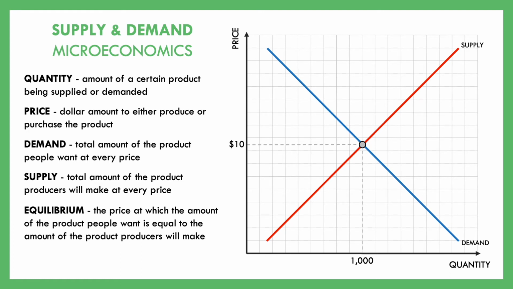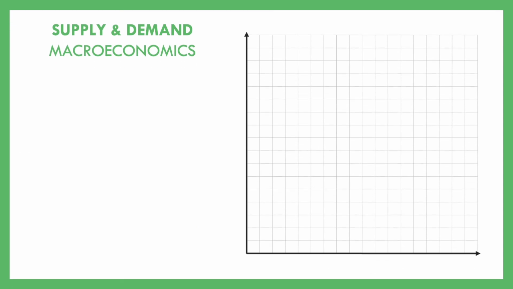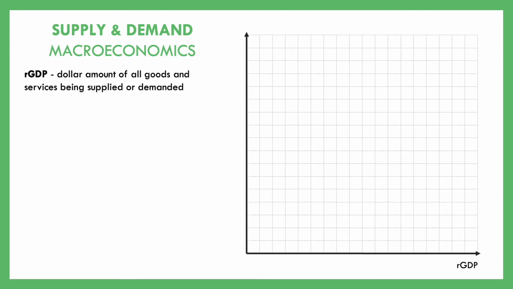Now, this is just for a single market, just for a single product. In macroeconomics, when we want to study the entire economy, we're going to have to make some changes to our supply and demand model. So what we're going to do is change some of these axes and some of the labels of our different curves. And so first and foremost, on our x-axis, instead of quantity, since we're not just looking at the amount of a single product, we're looking at all products, we're going to use our real GDP. Because we said our real GDP shows us the total amount of everything we produce in our economy.